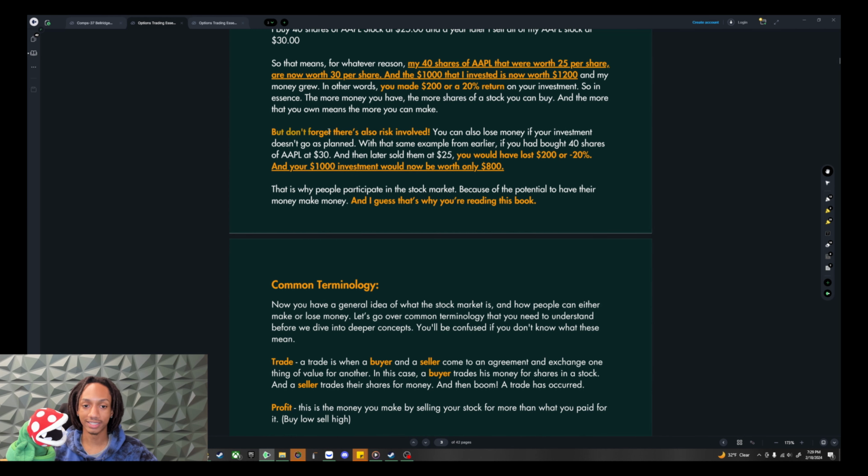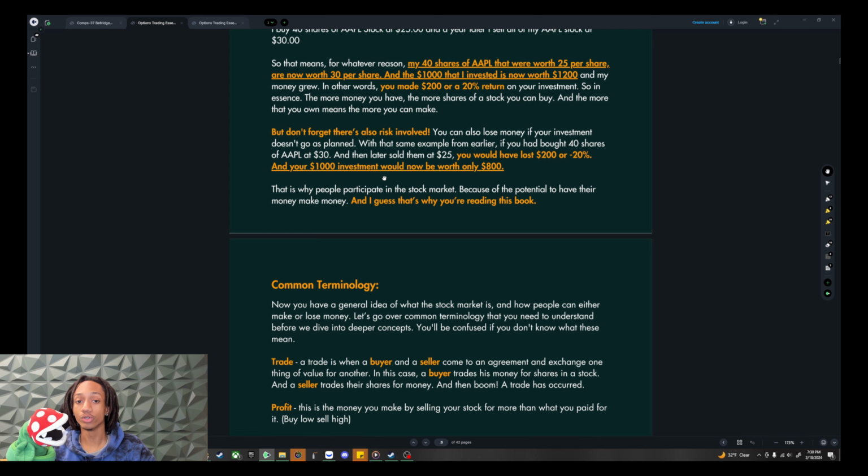Just highlighting again, there's also risk. You can also lose money if the investment doesn't go as planned. If you bought 40 shares of Apple at $30 and sold them at $25, you lost $200, or negative 20%, and the $1,000 you put in would only be worth $800. But just because it lost value in that moment, technically, you don't really lose money until you sell and actually execute that position. Once you sell it, you would only get $800 back because that's what it's worth at the time.